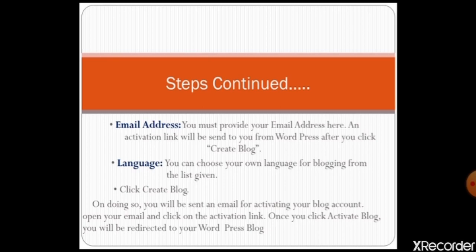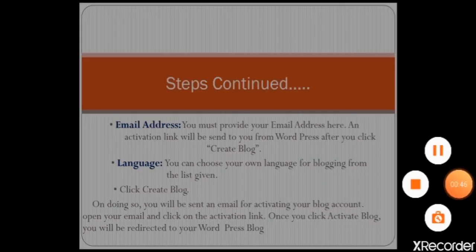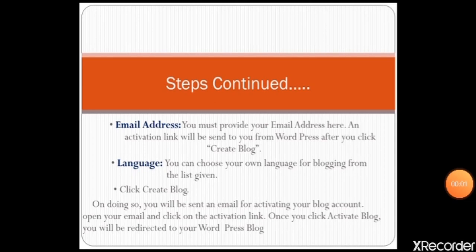Then click create blog. On doing so, you will be sent an email for activating your blog account. Open your email and click on the activation link. Once you click activate blog, you will be redirected to your WordPress blog. Now, after creating a blog account, our next step is to post something.